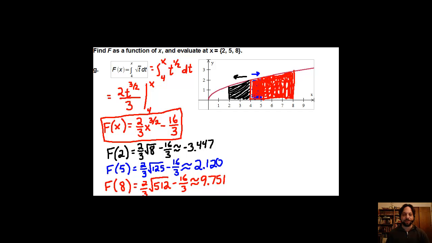So that's how accumulating functions work. I can just stick numbers in there. Those are my upper bounds. And the algebraic function will keep returning me the area of the region that I'm looking for. It's a beautiful thing, and it works quite well. But that begs the question.